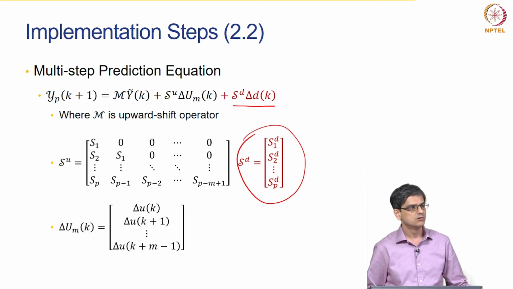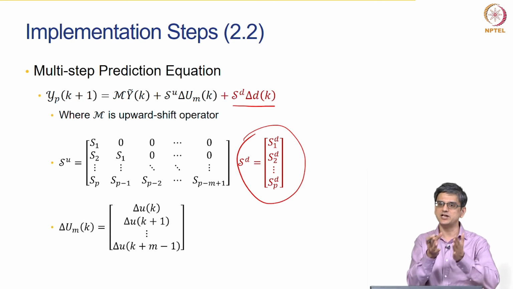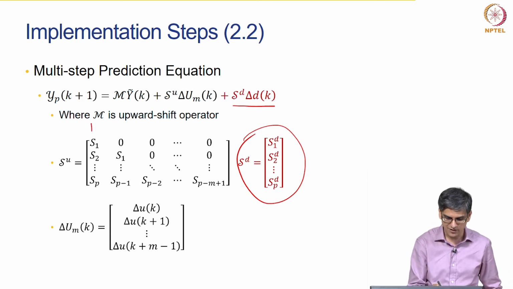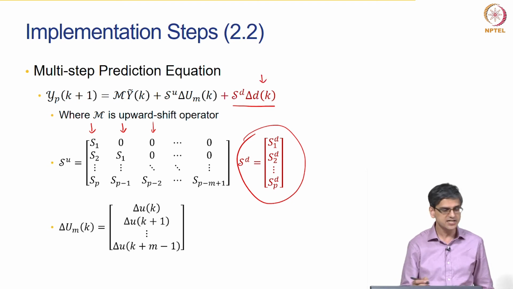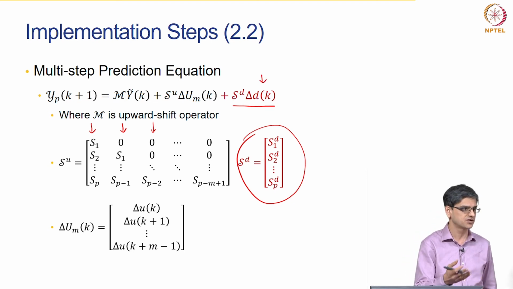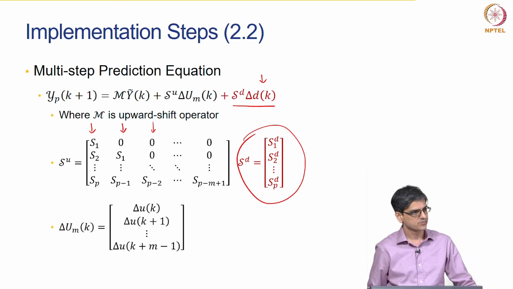Okay. Because you have delta uk plus 1, delta uk plus 2, delta uk plus 3, that is why you have multiple columns over here. Because you only have delta dk, you do not have delta dk plus 1, k plus 2, k plus 3, that is why it is only one single column.